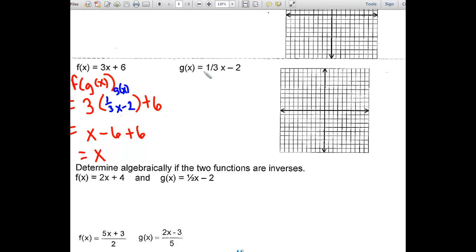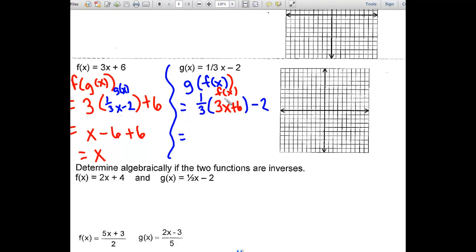Because I got x, I need to verify that this one also works, because it has to work with both. So now I have g of f of x, which means anywhere I have an x in g, I'm going to replace it with f of x. So write the function for g, leaving a blank for x. And in that blank, we are going to put f of x. What is f of x? It is 3x plus 6.